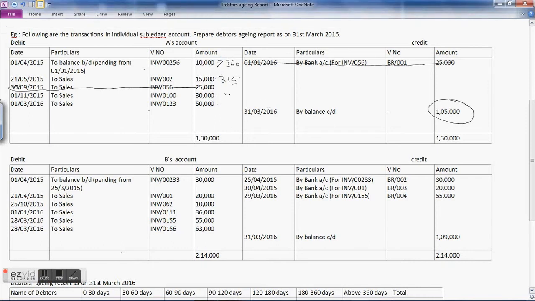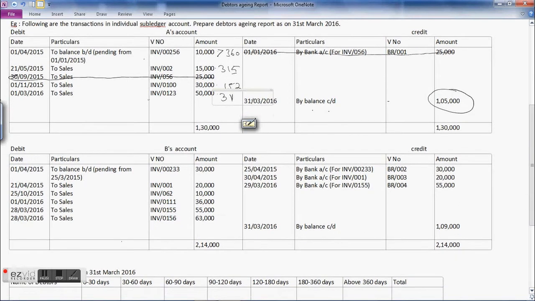It will be 152 days. Okay, then the next is 1st March 2016, so it is hardly due for some 30 days, correct, or you can say 31 days as on 1st March 2016. So now this needs to be incorporated in your report.